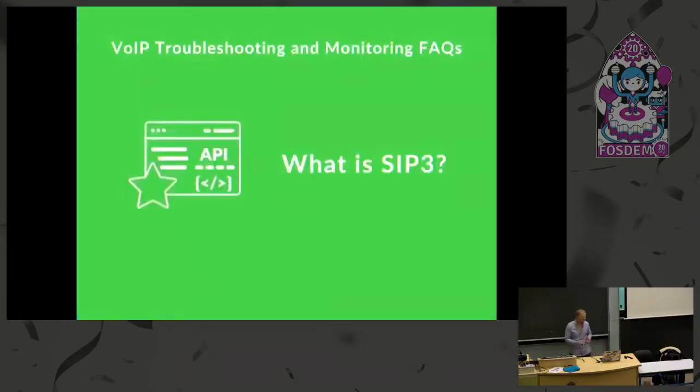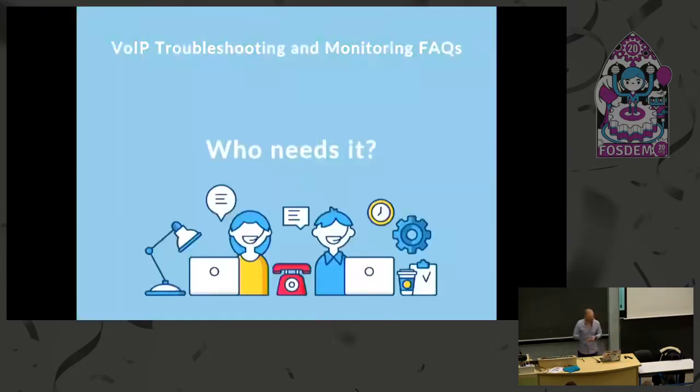And the very first question is, what is SIP3? SIP3 is a monitoring and troubleshooting platform which works with different traffic coming from voice over IP networks. In most cases, it's a copy of SIP and RTP traffic. And also it might be different CDRs and other protocols coming to our platform.